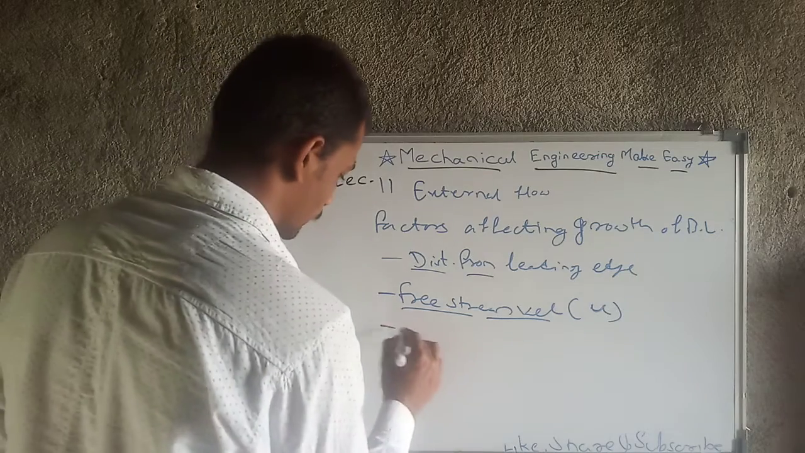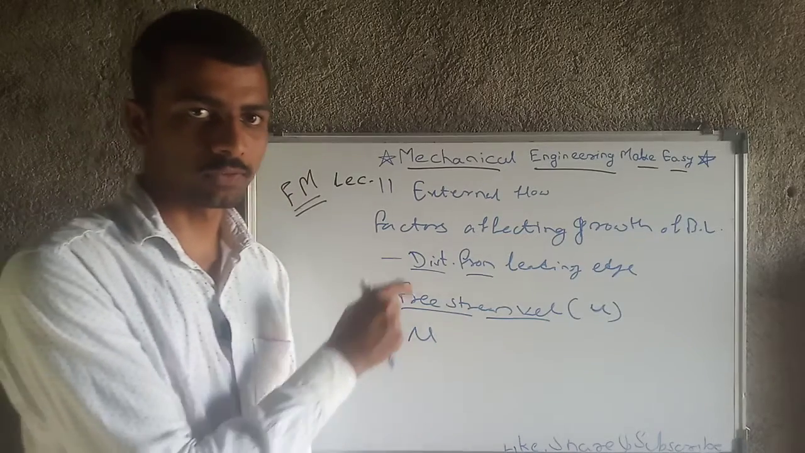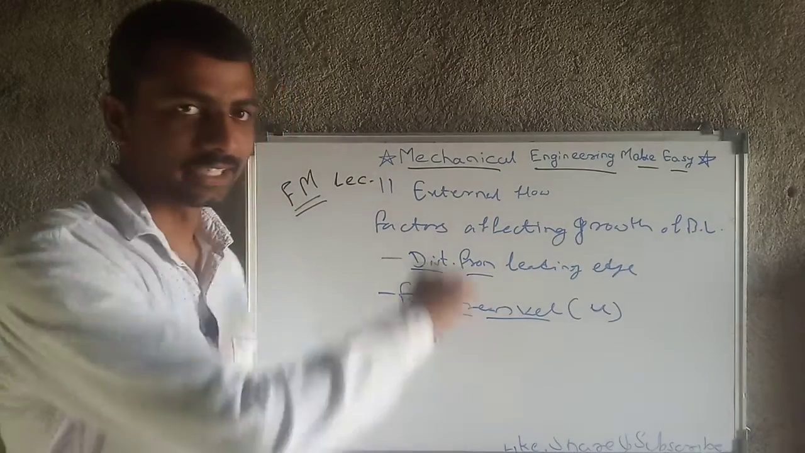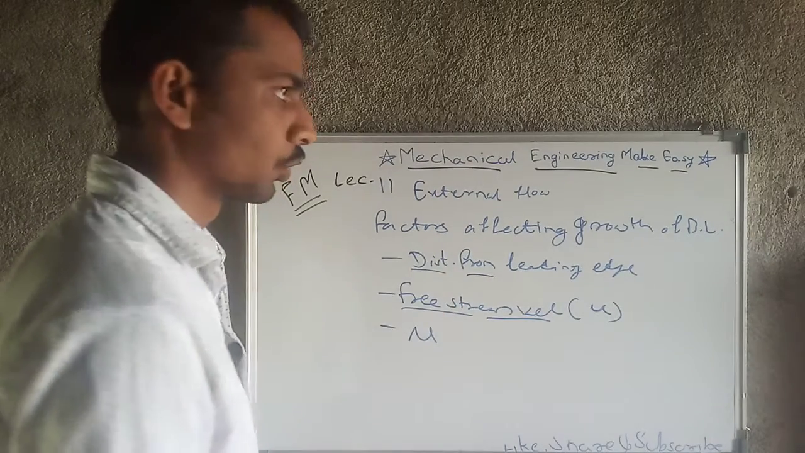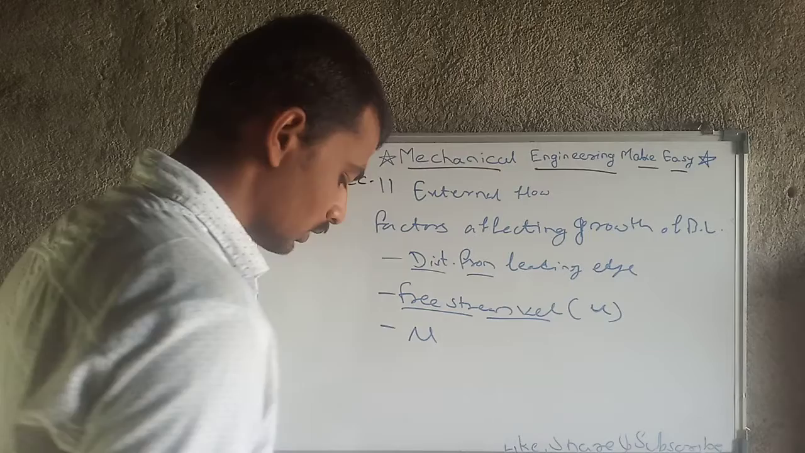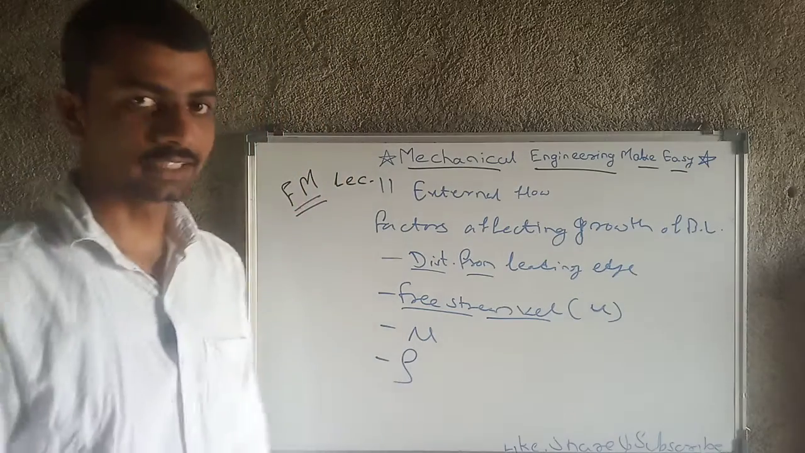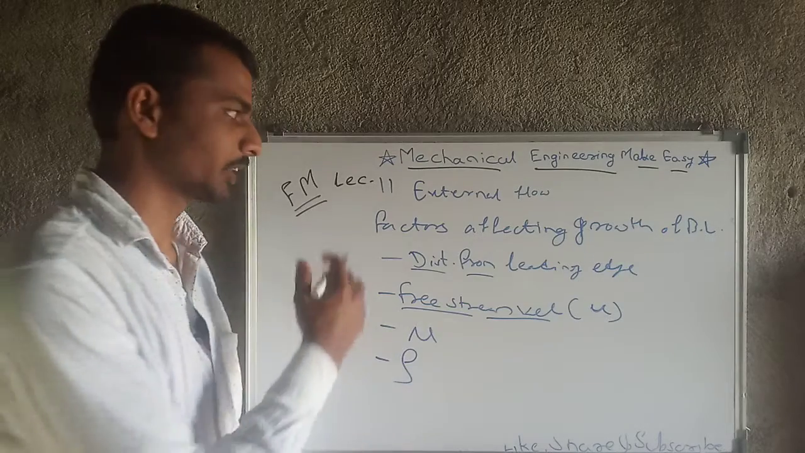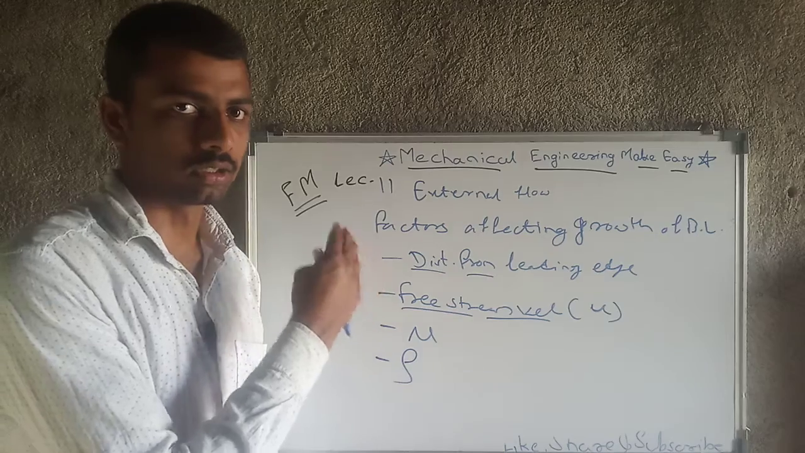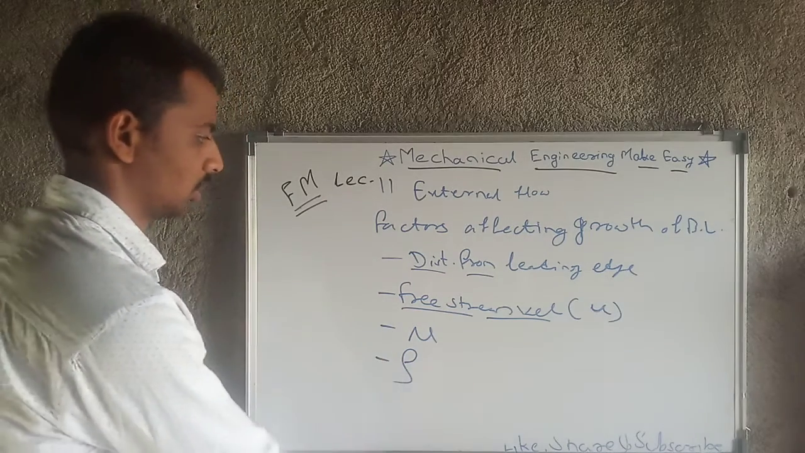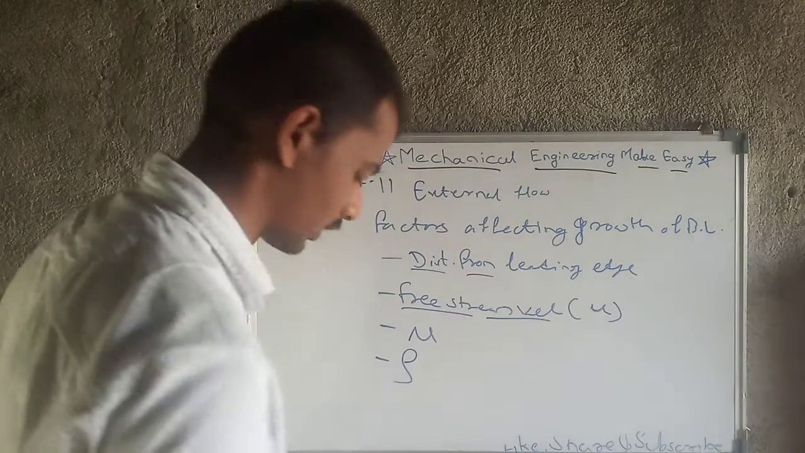Then the viscosity of the fluid, that is mu. Because of viscosity, the boundary layer thickness will increase, so ultimately the growth of the boundary layer is affected. Then there is the density of the fluid. Density is also a very important parameter in the case of boundary layer, because as density changes, the boundary layer thickness will vary. The lengths of the laminar, transit and turbulent layers will also vary.